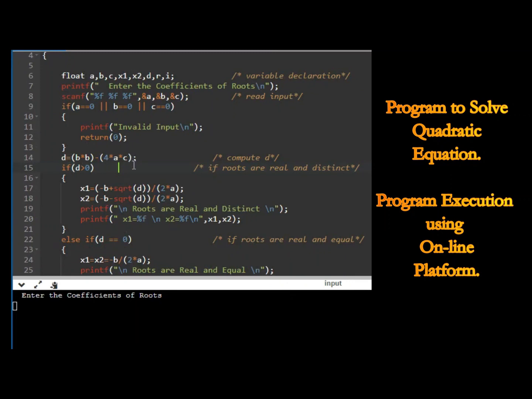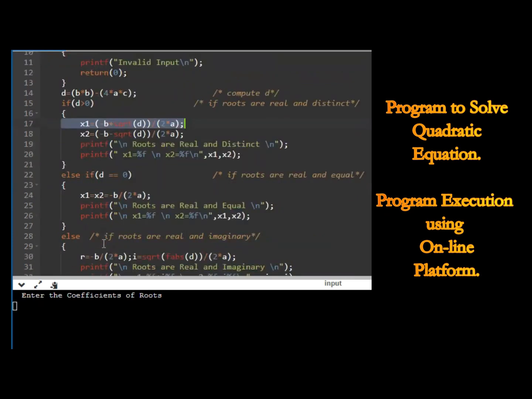After that, we calculate the value b square minus 4ac, that is b into b minus 4 into a into c. In the quadratic equation problem, there are three cases: equal to 0, greater than 0, less than 0. First here I am checking greater than 0. Greater than 0 means roots are real and distinct. So x1 is equal to minus b plus square root of d divided by 2a. Similarly, x2 is minus b minus square root of d divided by 2 into a.